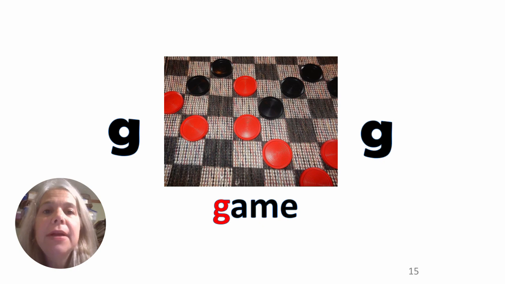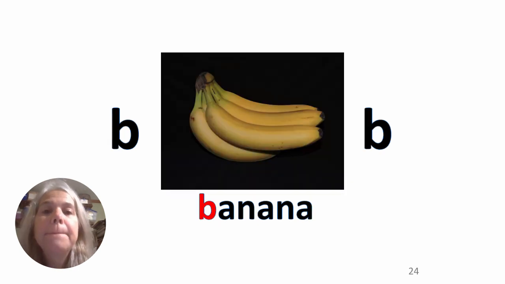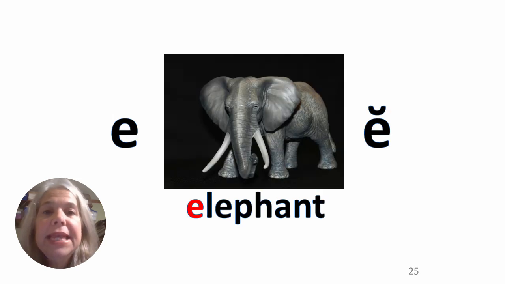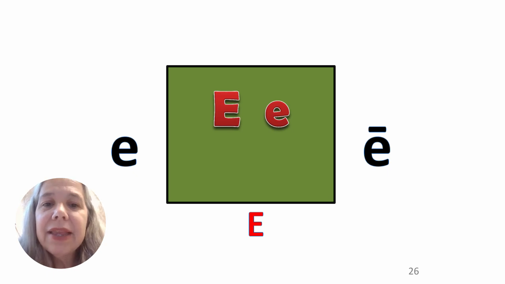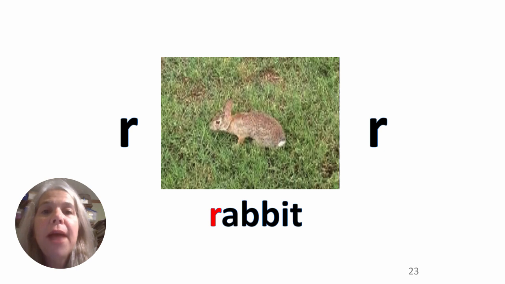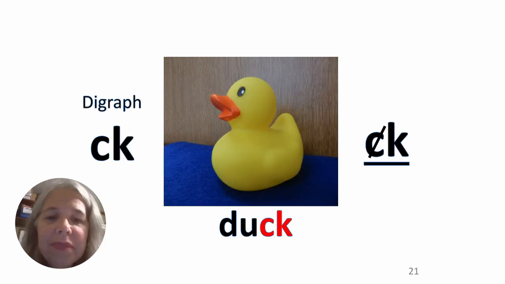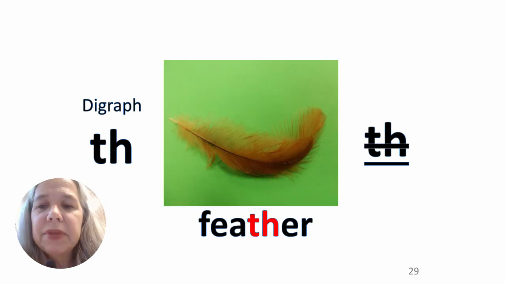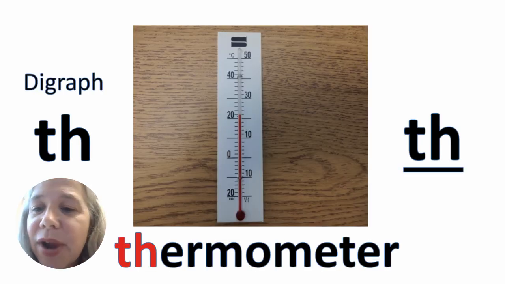G, game, g. B, banana, b. E, elephant, e. E, e, e. R, rabbit, r. Digraph CK, duck, k. Digraph TH, feather, th. Digraph TH, thermometer, th.